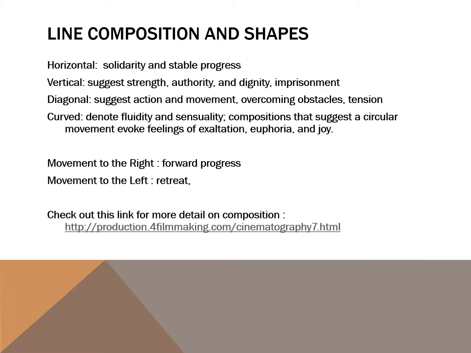Okay, so other elements of mise-en-scene: the line composition and shapes that are used both within a frame, within a shot, within a scene, within a sequence, within the entire film. With line composition, you've got horizontal, vertical, diagonal, and curved lines. Horizontal lines tend to suggest solidarity and stable progress. Vertical lines suggest strength, authority, dignity, or imprisonment. Diagonal lines suggest action and movement, overcoming obstacles, tension in that particular moment during the film. And curved lines denote fluidity and sensuality.